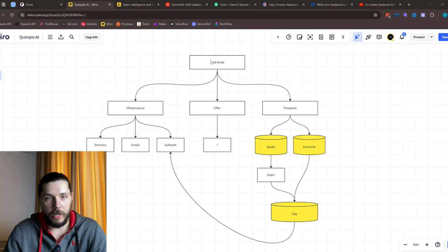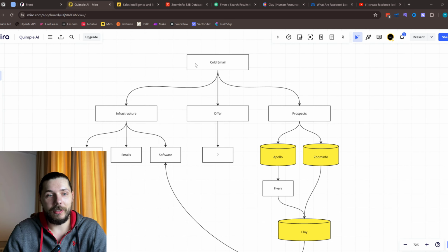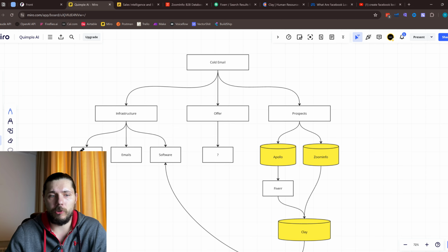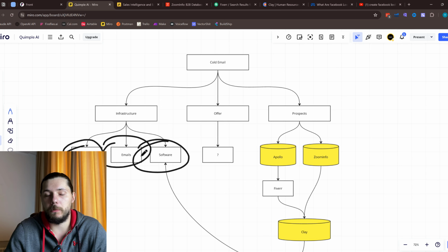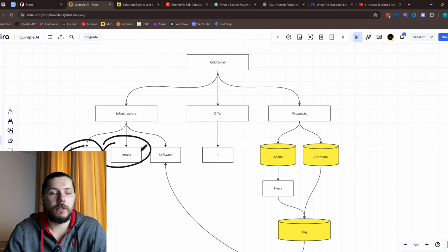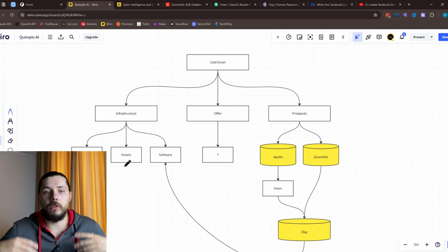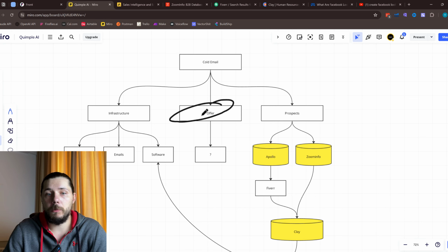For the cold emails, we have cold email as our goal. We need to have a proper infrastructure, we need to have an offer, and we need to have the prospects. For the infrastructure, I have a few videos where I go over my cold email setup. You can watch them later, but we have the domains, we have the emails, and we have the software, let's say Smartlead or Instantly. So this is the infrastructure that you need to send bulk outreach. Then we have an offer. Not gonna touch it right now.